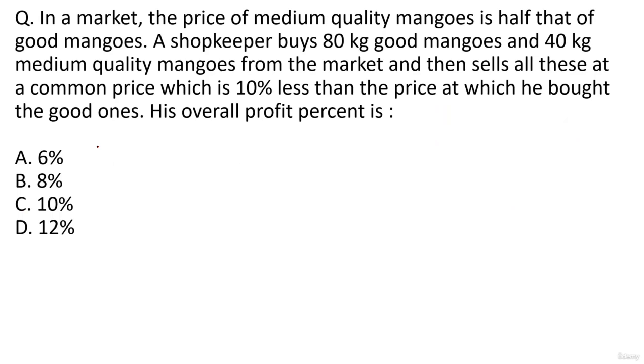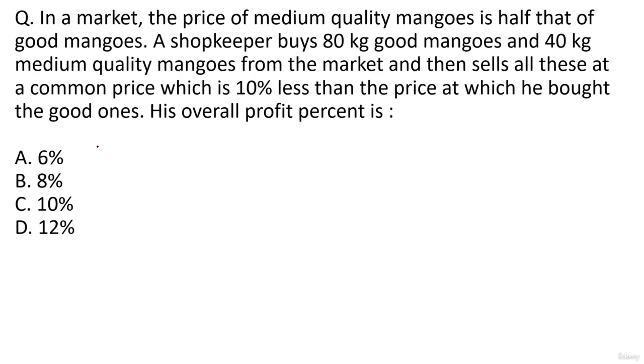In a market, the price of medium quality mangoes is half that of the good mangoes. A shopkeeper buys 80 kg good mangoes and 40 kg medium quality mangoes from the market and then sells all these at a common price, which is 10% less than the price at which he bought the good mangoes. His overall profit percentage? Okay, guys, it's a very straightforward question. You have been given all the data. You just need to find out the profit percentage.